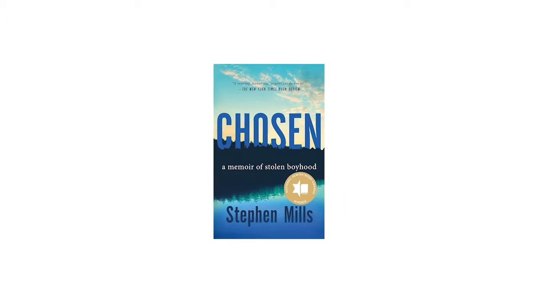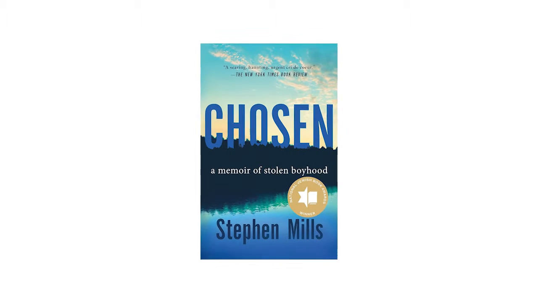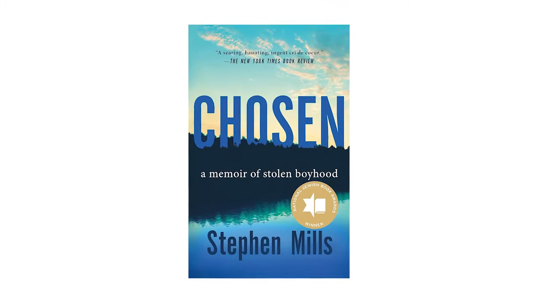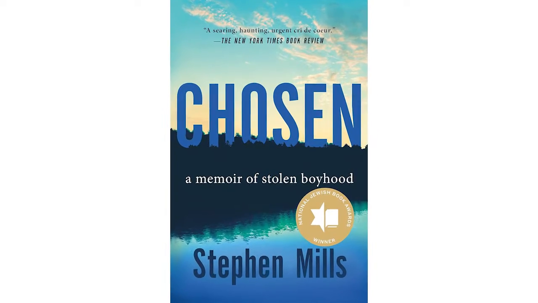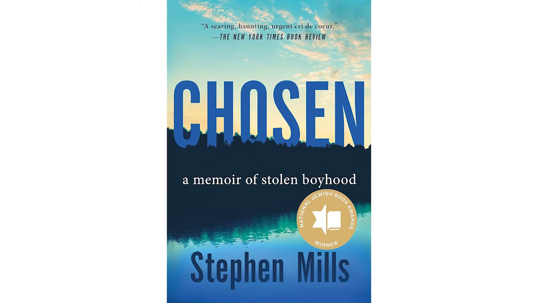So I'm going to use book number 3 as an example, and this book is Chosen, a memoir of stolen boyhood by Stephen Mills. The person whom I am helping to write his memoir chose this book because the topic is comparable to his topic, and it is a difficult topic. It is the topic of the sexual abuse of boys and how this unrealized, undealt with trauma plays out in life afterwards.